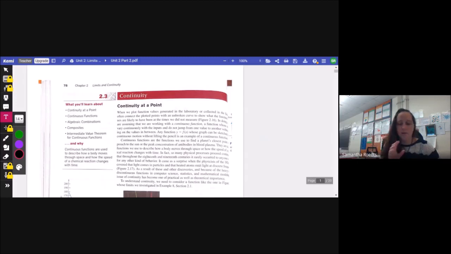As a result of discoveries and things like that, and because of the heavy use of continuous functions in computer science, statistics, and mathematical modeling, the idea of continuity has become one of practical as well as theoretical importance. Just like you can have a continuous function, you can also have a discontinuous function. In order to understand what continuity looks like, we need to look at the function.